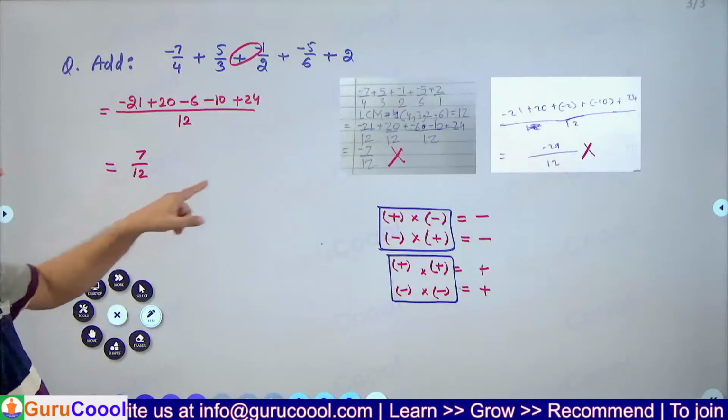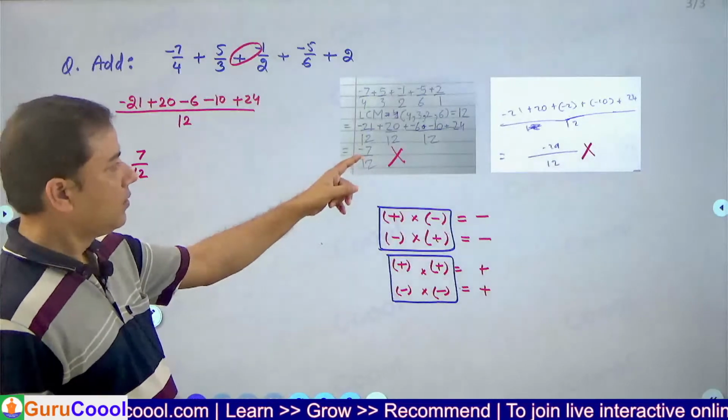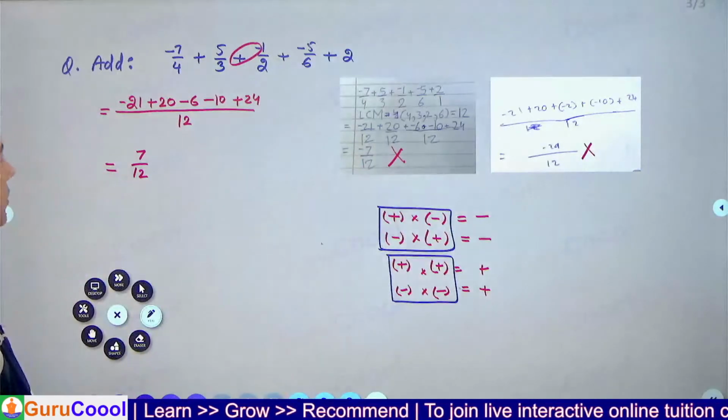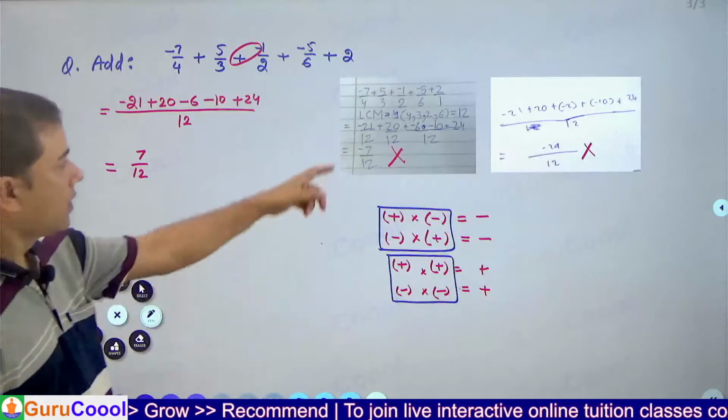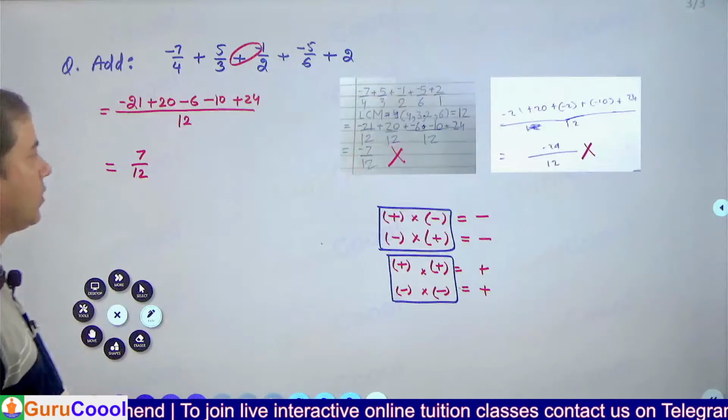7 by 12 is the answer. Both of you did it wrong. Anurag, you got minus 7 by 12. So you got the sign negative. That is wrong. The second last step you have written is correct, but in the last step you made it wrong.